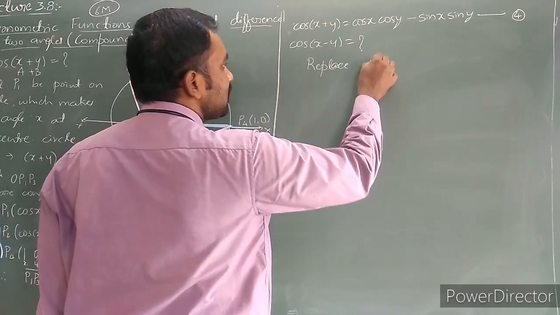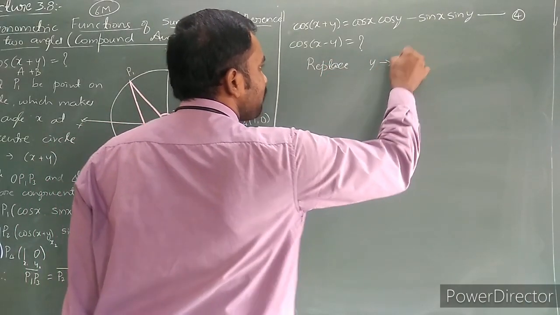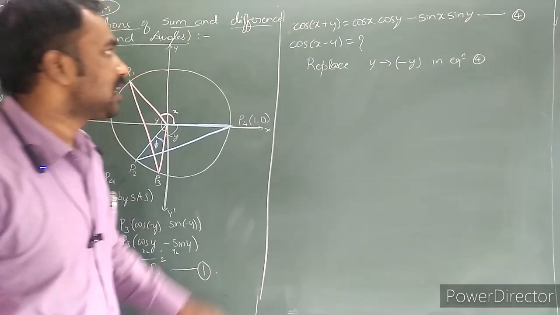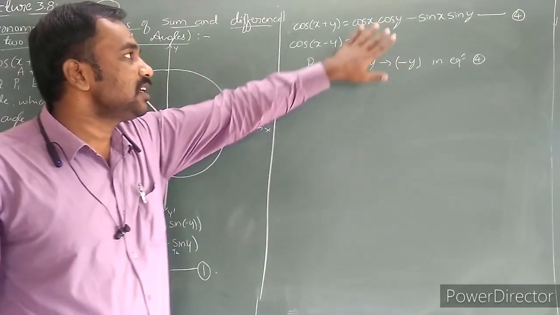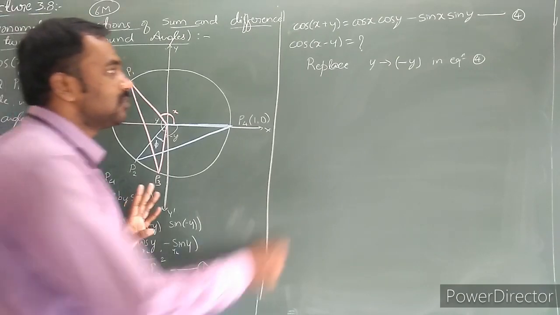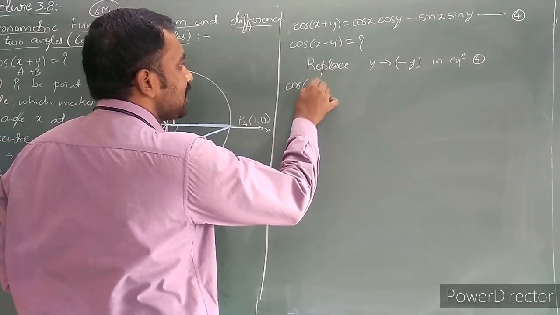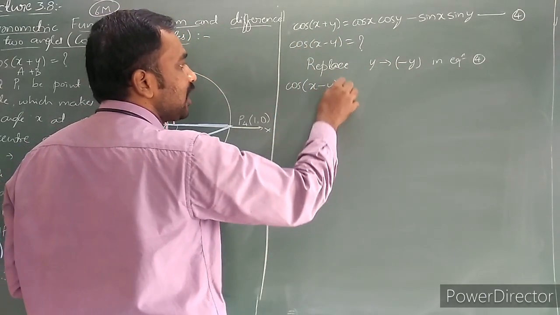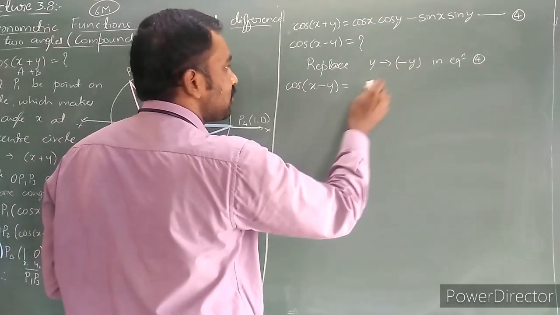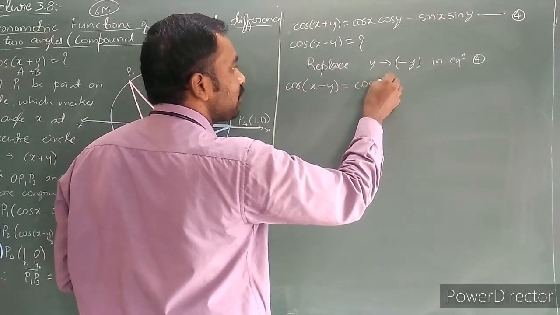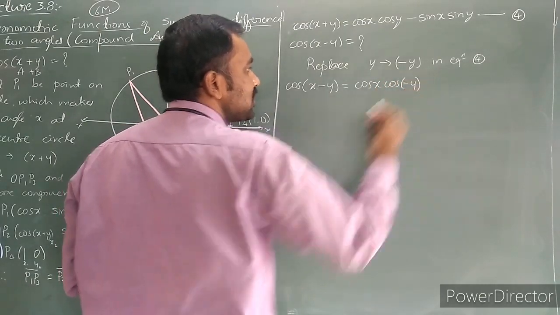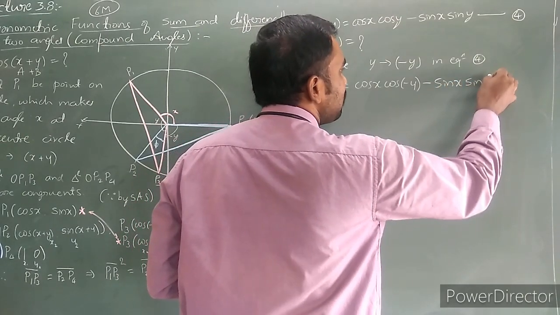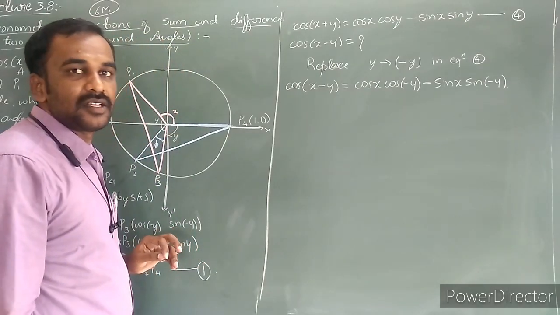Just replace y as minus y in equation number 4. Wherever y is there, replace it with minus y in equation number 4 to get the difference of the angle. What is that? In the LHS, cos of x as it is. In place of y, we replace minus y, so we get cos of x minus y is equal to cos of x into cos of minus y, minus as it is, sine of x as it is into sine of minus y.